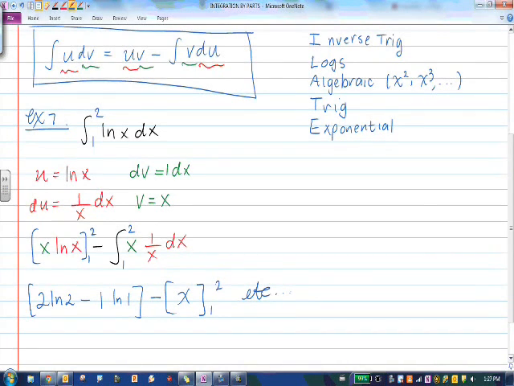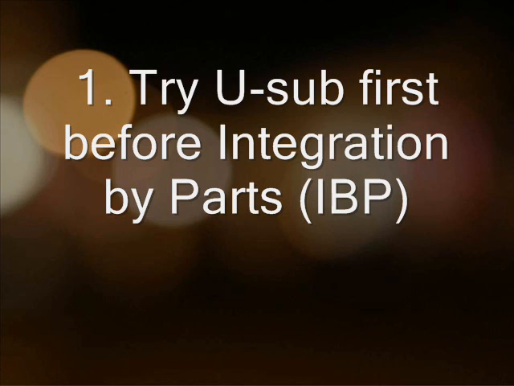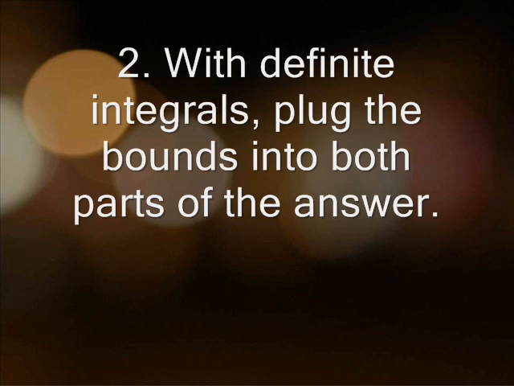In terms of just a few last remarks, keep in mind u substitution is what you always want to try first before you try integration by parts. Secondly, if you do have a definite integral, as we saw in example 7, you have to plug in the bounds to the entire answer, not just the part with the integral of v du. You also have to plug the bounds into the uv portion of the integration by parts.